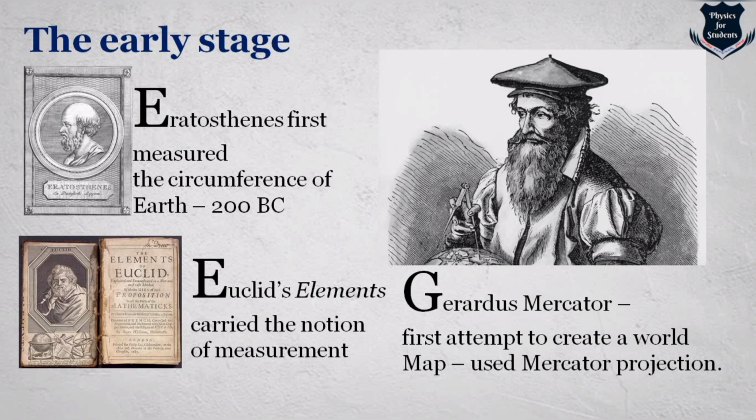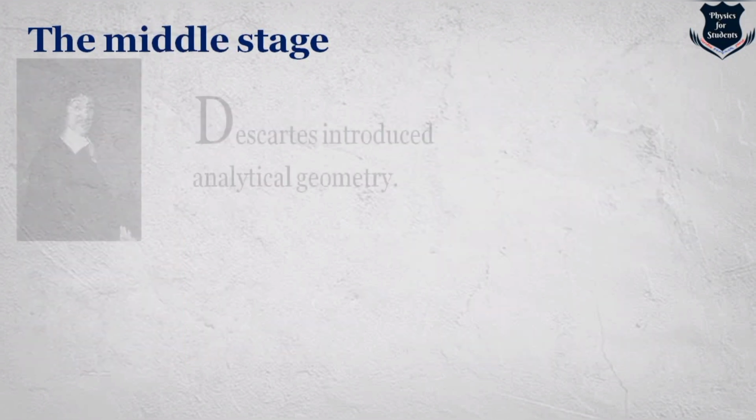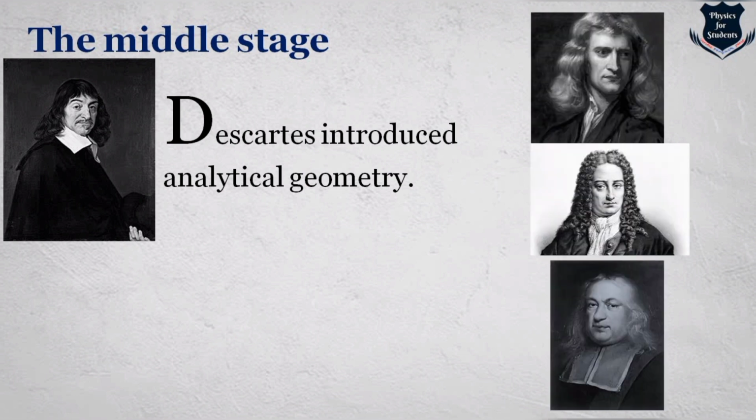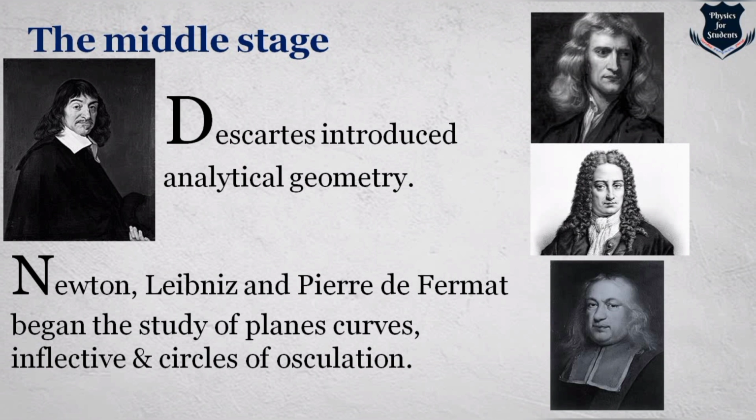He developed what is called a geographical chart, and it helped people out at sea during that time to make their navigation easily. In the middle stage, we come across the famous person René Descartes, who introduced analytical geometry, which laid the foundation of differential geometry in further study. René Descartes, being a philosopher and a mathematician, also introduced Cartesian coordinates, and based on his analytical geometry, three great personalities carried on further studies.